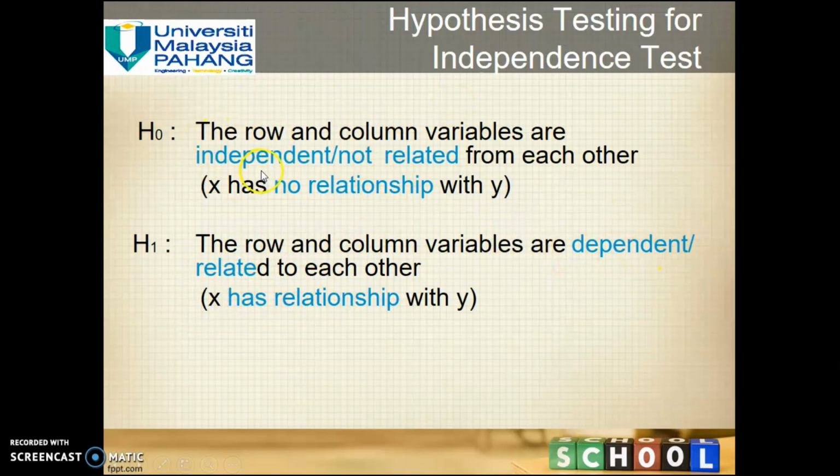If you are using independent here, then the contradiction is dependent. If you are using not related, then the contradiction is related. If you are using relationship, then the contradiction is that a relationship exists. Okay, so it doesn't matter what question you have, this is your hypothesis.